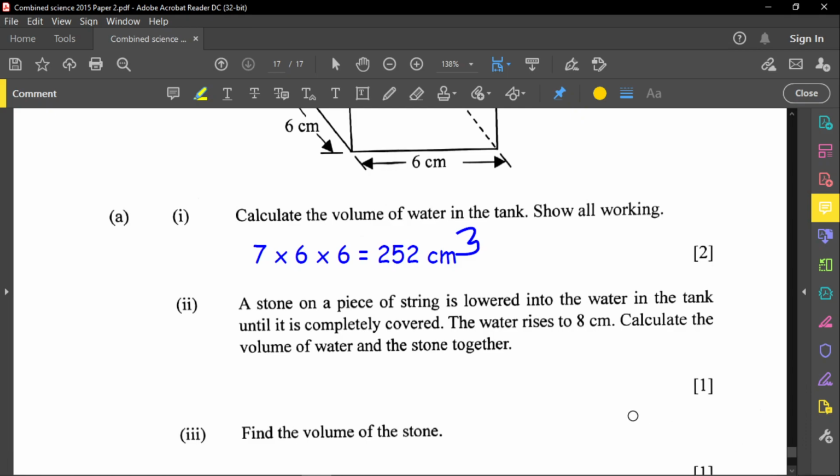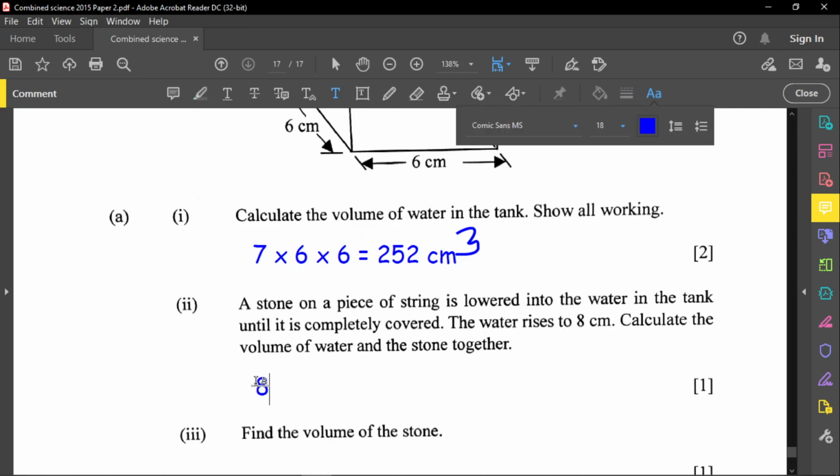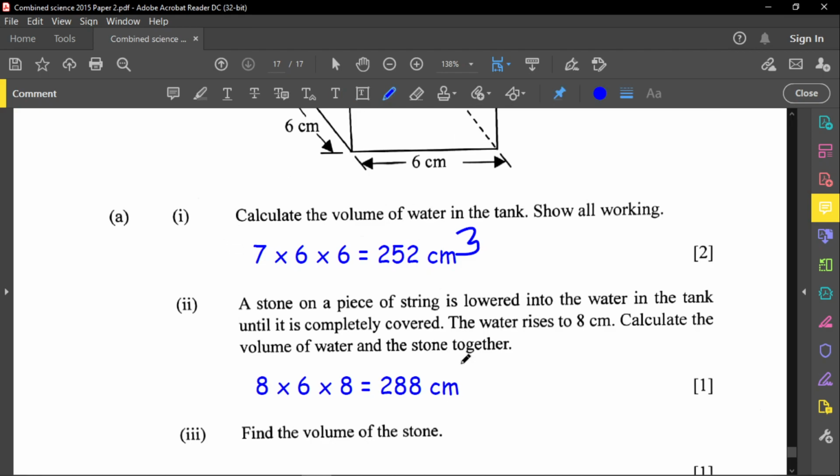And so we're going to multiply, instead of using 7, we're going to say 8, multiply by 6, multiply by 6, because the new height is now 8 instead of 7. And that now will give us 288 centimeters cube. Let's draw that in. All right, so great. So that's our 2 volumes right there.